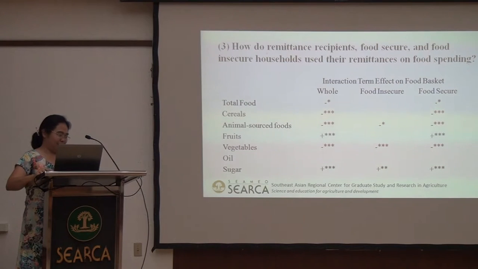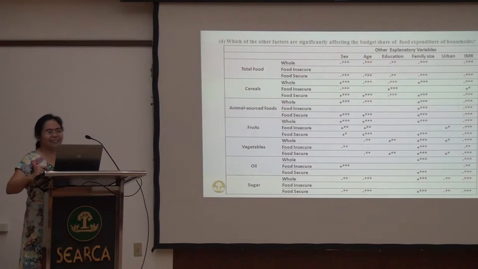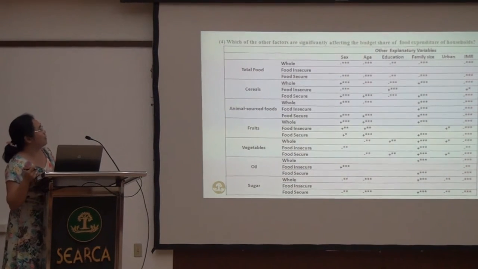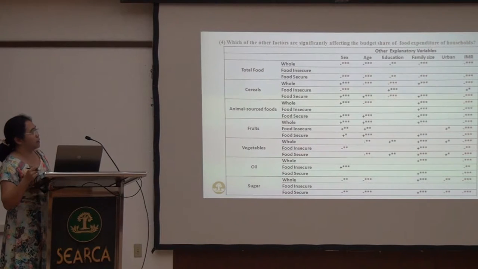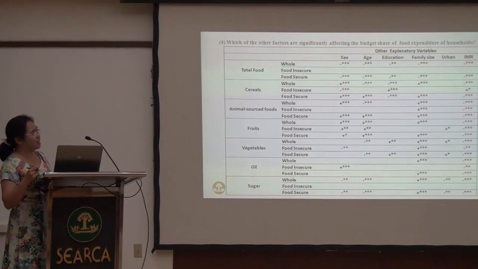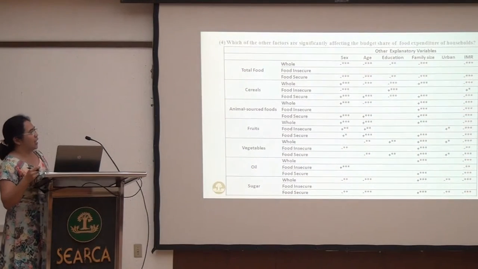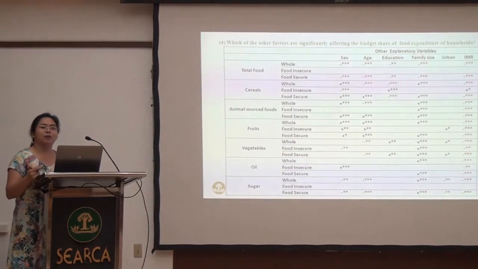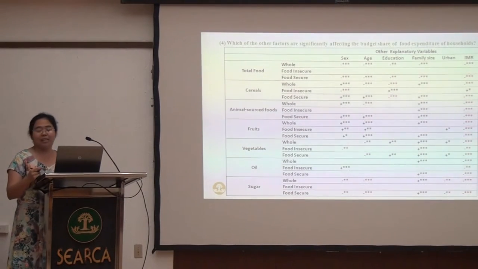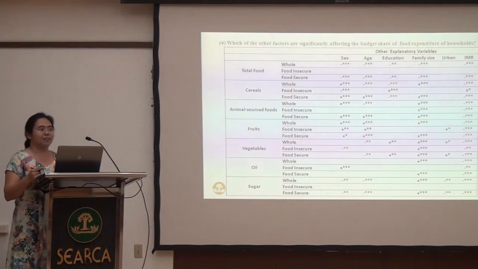Alright, so let's have more. The last question that we have to answer. Sorry, it's kind of small. Which of the other factors are significantly affecting the budget share of food expenditure of households? We have considered five more variables that could possibly affect the budget share of food expenditure, and these are sex, age, education, family size, and of course the location dummy, that is urban. And the IMR, or the inverse Mills ratio, would simply tell us about the sample selection bias, whether we have satisfied it or not. If we have satisfied it, there's no sample selection bias.